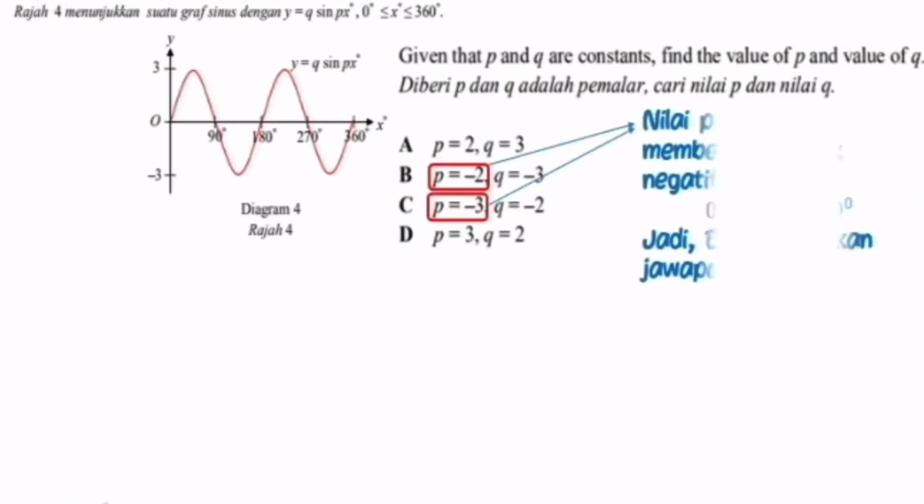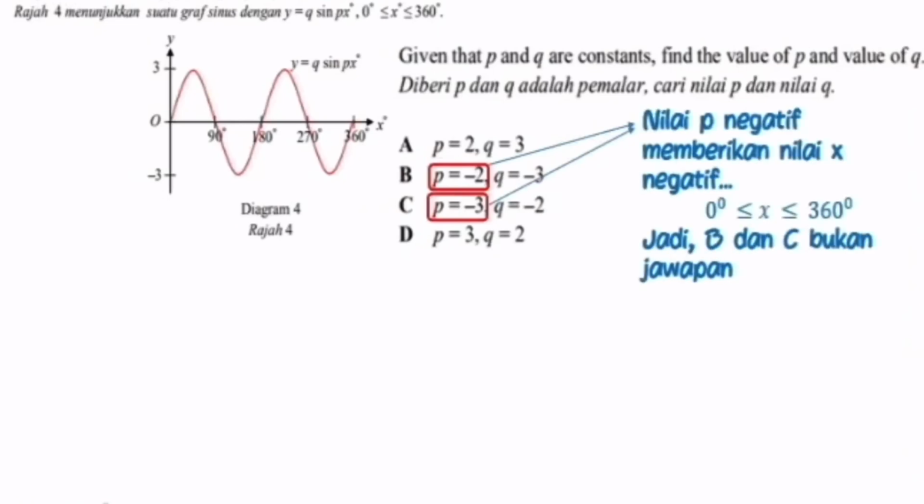For this question, you are asked to choose the right answer for P and Q. Obviously P is the number of oscillations or number of cycles of the sine graph, so you cannot have negative. If you have two repetitions, that is 2. So the number is always positive, so you can reject B and C.